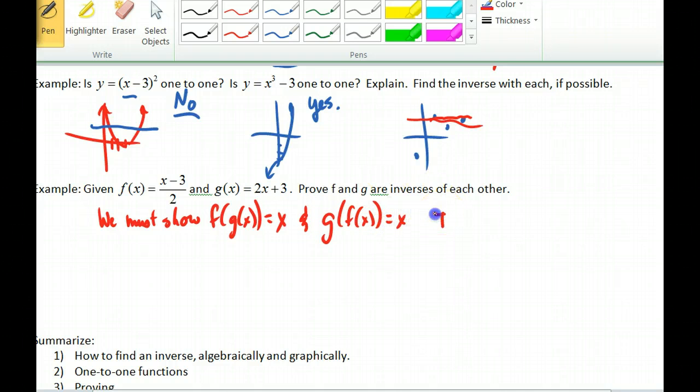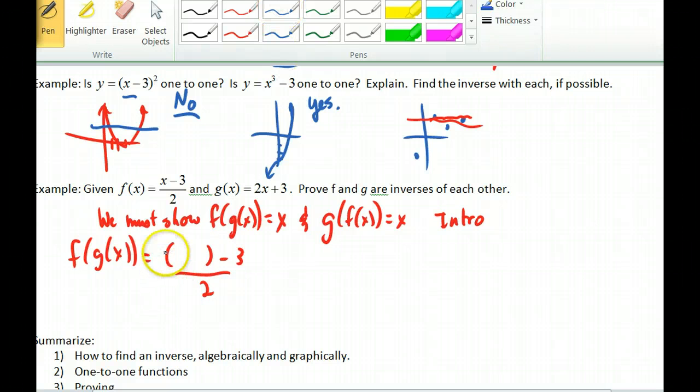So here's my intro. Tell us what we'd have to show. Then, body, go ahead and show it. So f of g of x, so I'm going to take the g function and put it into the f function. So wherever I see the x, I put that. And then I'm going to put the 2x plus 3 inside. This cancels nicely, so I get 2x over 2. And if you do this, make sure that you do enough of this, but this comes out to be x, which is what we want.